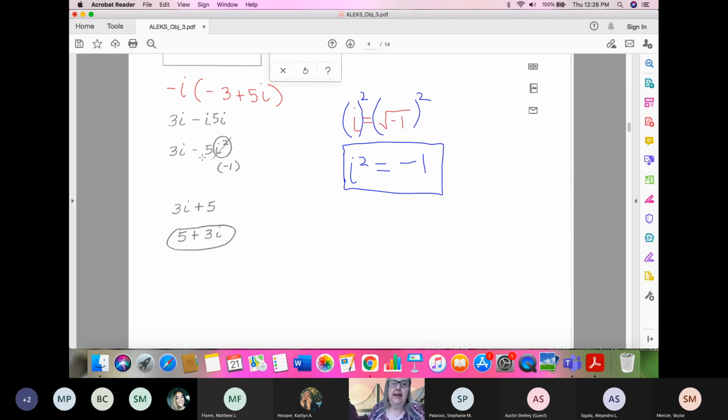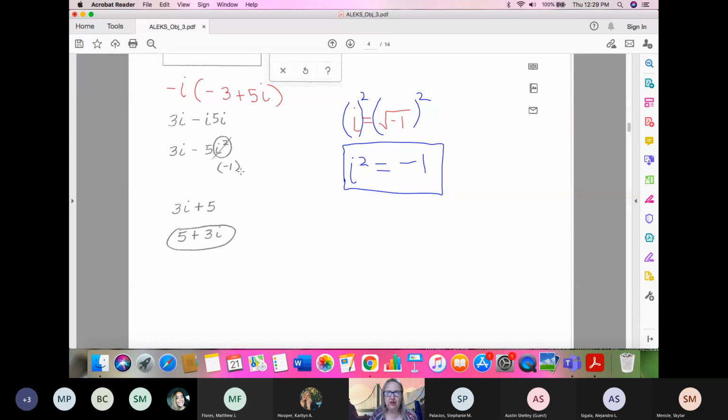So it's actually -5 times -1. So negative times negative is positive. 5 times 1 is 5. So when you write and replace I squared by -1, make sure you put parentheses around it to remind yourself that it's multiplication and not subtraction.